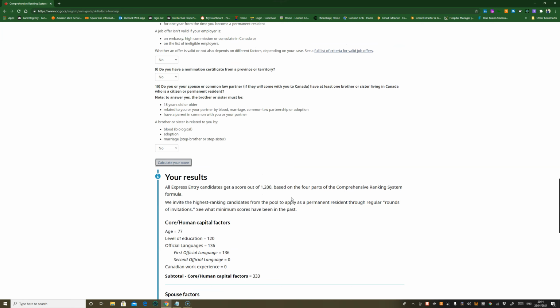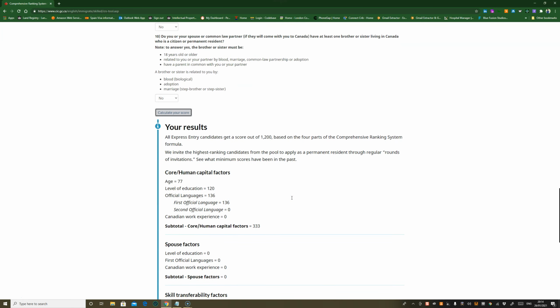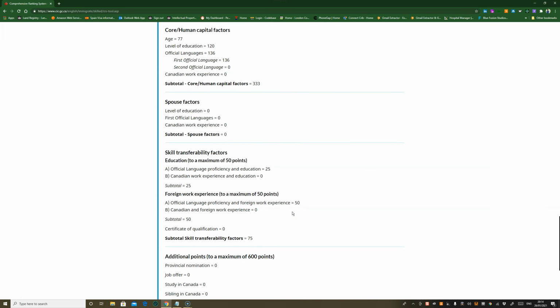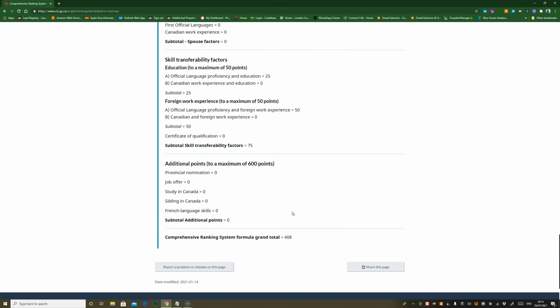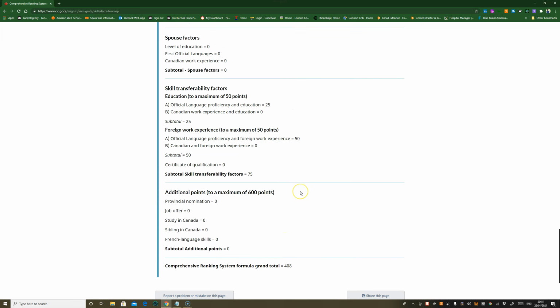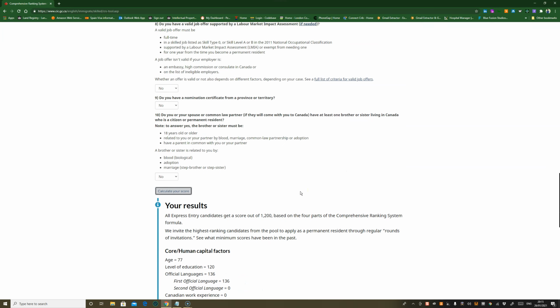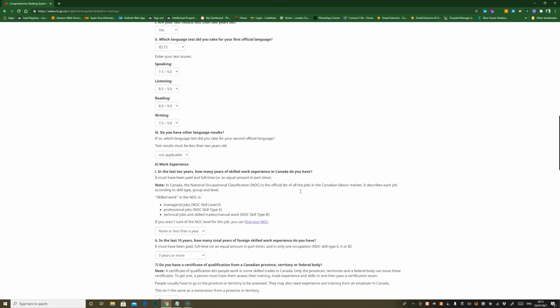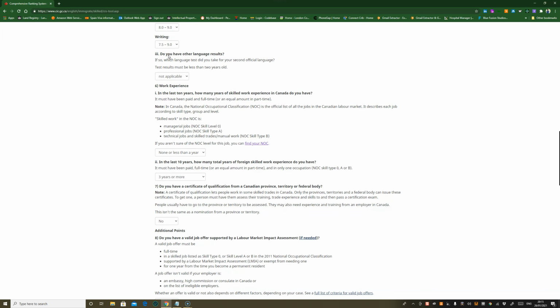If a territory or a province nominates you, because I've actually sent emails to some of the provinces, some of them will nominate you if your profile matches, even if you have a comprehensive ranking score of 300. So even without having the highest score in your IELTS test, you can still get nominated depending on the province. But if you can score highest, go for it.